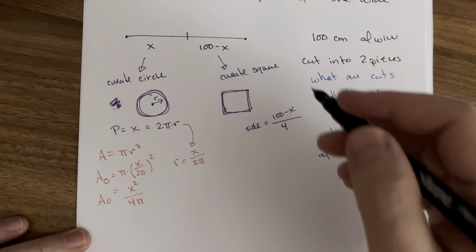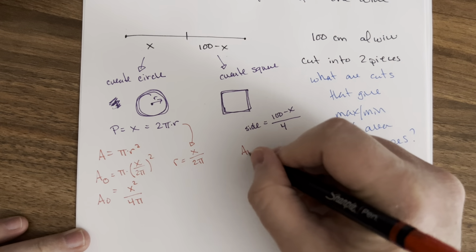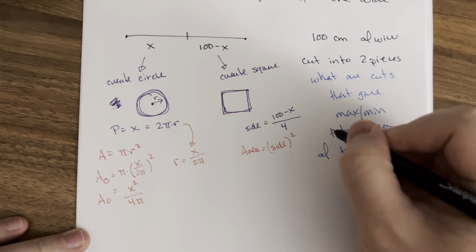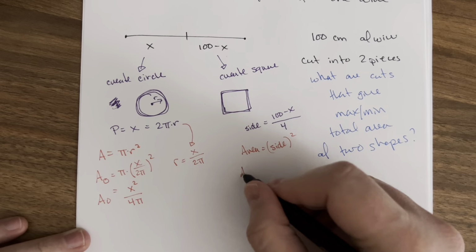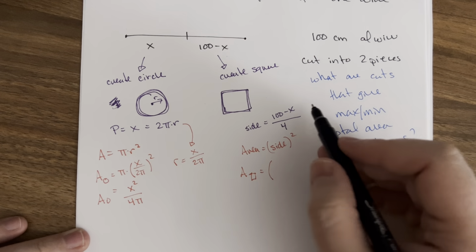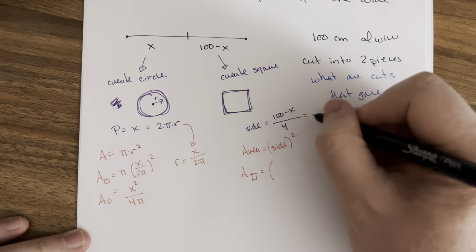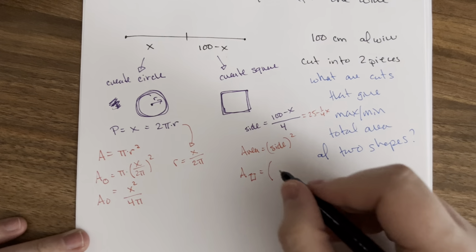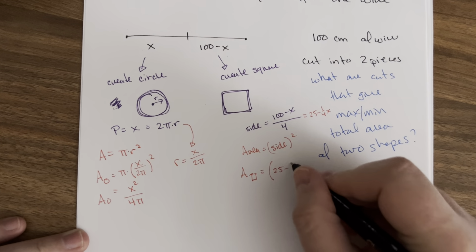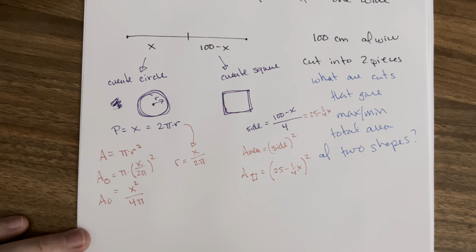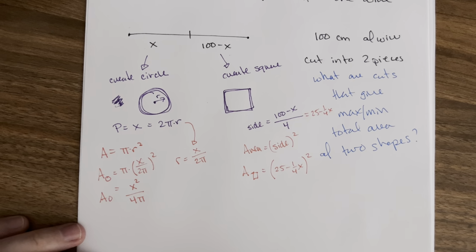Square goes a little faster, right? The area for a square is just side length squared. So the area for the square is just going to be this, 100 minus x over 4, that would be for us 25 minus 1 quarter x. So 25 minus 1 quarter x, squared. You could leave it as a fraction if you want. Either of those are legitimate.